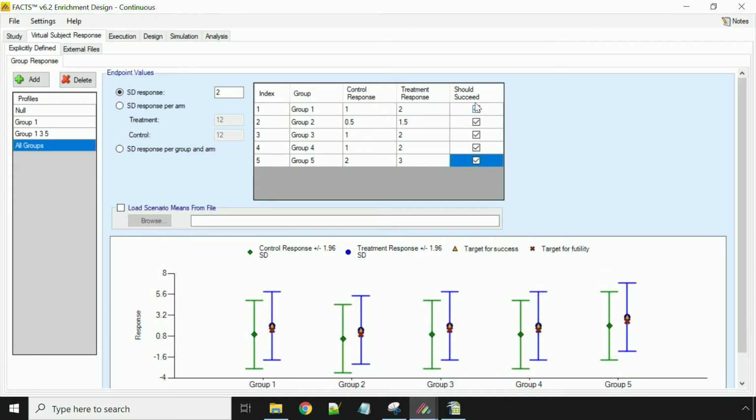These checkboxes that I'm ticking here are just indicators to the FACS user interface, so that after the simulations are done, when it gets the simulation results back, it can compute how many times in a particular scenario the groups that have got a good treatment effect have actually been successful in the simulations, and it can report some average statistics and proportions of correct group outcome.